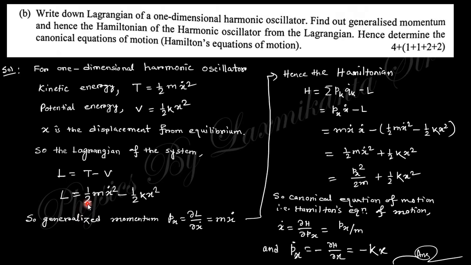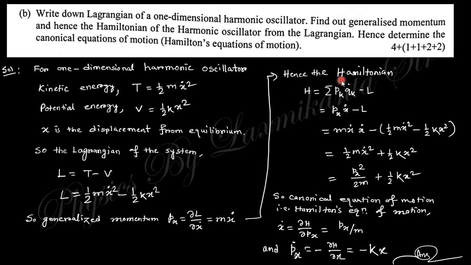Now we need to find the generalized momentum. The generalized momentum Px is del L by del x dot. X dot is nothing but the velocity, and L is the Lagrangian. So if you take the partial derivative of this Lagrangian with respect to x dot, we get m x dot. So this is the generalized momentum, that is, Px equals m x dot.